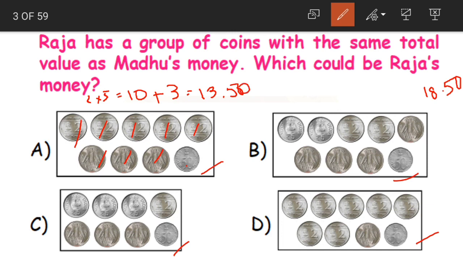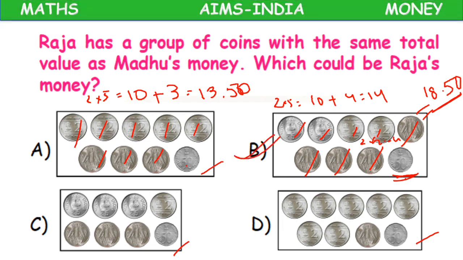Now coming to the option B, we are having 2 5 rupee coins. So 2 into 5 is equal to 10 plus again 2 2 rupee coins. 2 into 2 is equal to 4. 10 plus 4 is equal to 14. 14 plus 1, 15, 16, 17, 18 and then a 50 paise coin. So its value is equal to 18 rupees 50 paise. Option B becomes our correct answer.